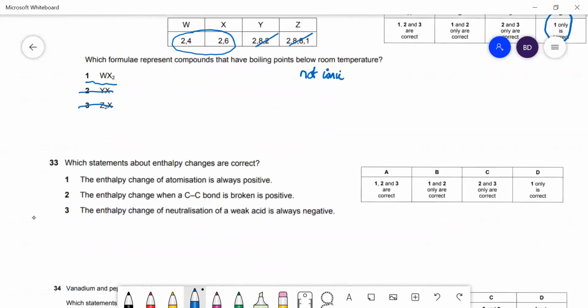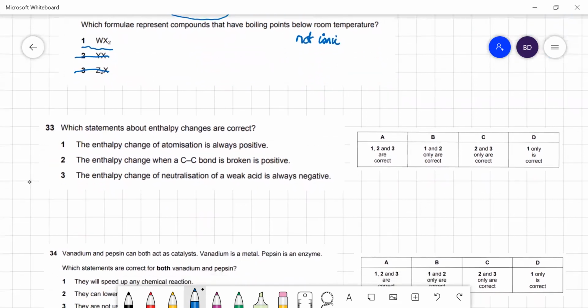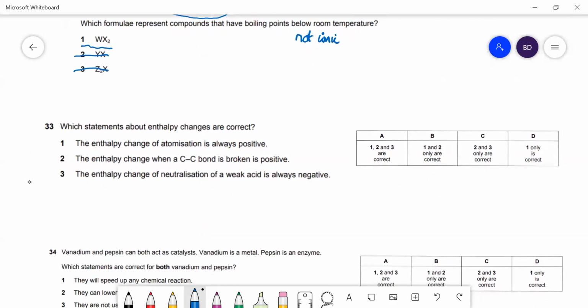33. Which statements about enthalpy changes are correct? 1, the enthalpy change of atomization is always positive, always endothermic. Yes, it is. 2, the enthalpy change when the C-C bond is broken is positive. Yeah, to break any bond always requires energy. That's true. 3, the enthalpy change of neutralization of a weak acid is always negative. Yeah, that's always exothermic. So it's 1, 2, and 3. So A is our answer for that one.